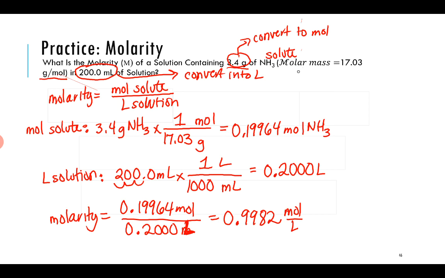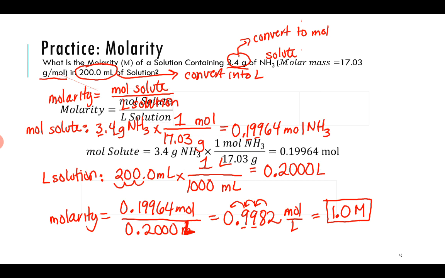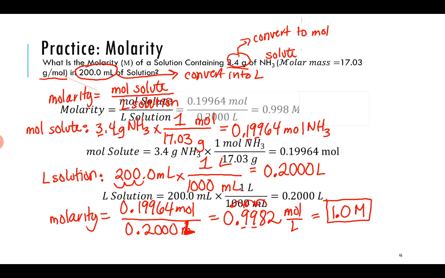And I have to look at my sig figs. My mass only had 2 significant figures. So that's probably going to limit my sig figs to 2 sig figs. So if I try to round that to 2 sig figs, that 8's going to round up, and then that 9's going to round up, and then that 9's going to round up. Oh dear. And so that's going to round to 1.0 molar. So you can type your math there.